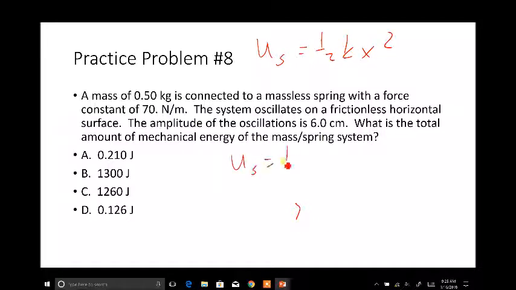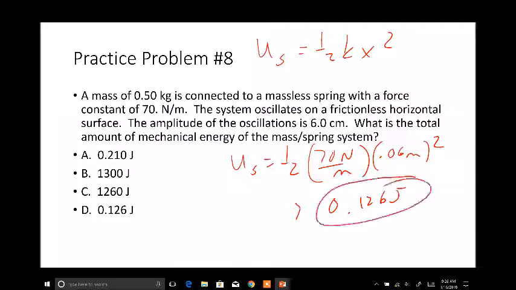So that's going to be 1/2 times 70 newtons per meter. Remember, since this is in newtons per meter, our displacement also needs to be in meters. So we're going to say 0.06 meters. Don't forget to square that. So if we do the math, we end up with 0.126 joules as our answer here. So it looks like answer D is going to be the correct answer for practice problem number 8.